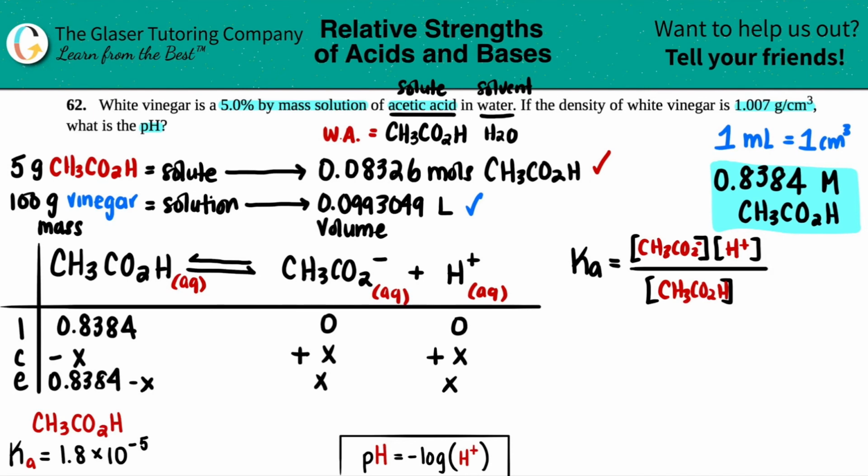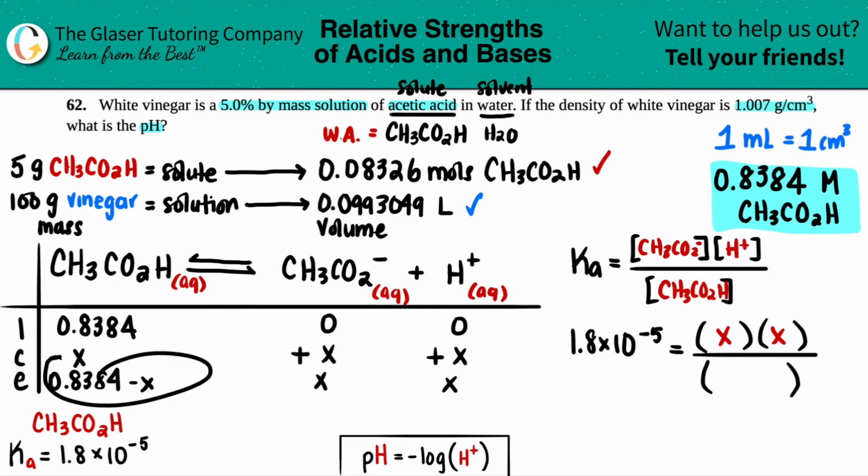Okay, so we have the values. Let's just plug them in. Ka is what we had to get in the back of the textbook, 1.8 times 10 to the negative fifth, equals. So we have the two equilibrium values on the top, x times x, and then we have the one equilibrium value on the bottom. But now here's the thing. If we include this minus x value, the math is going to get crazy. And we don't want to do hard math here. We don't want to get out the quadratic equation and do all that.